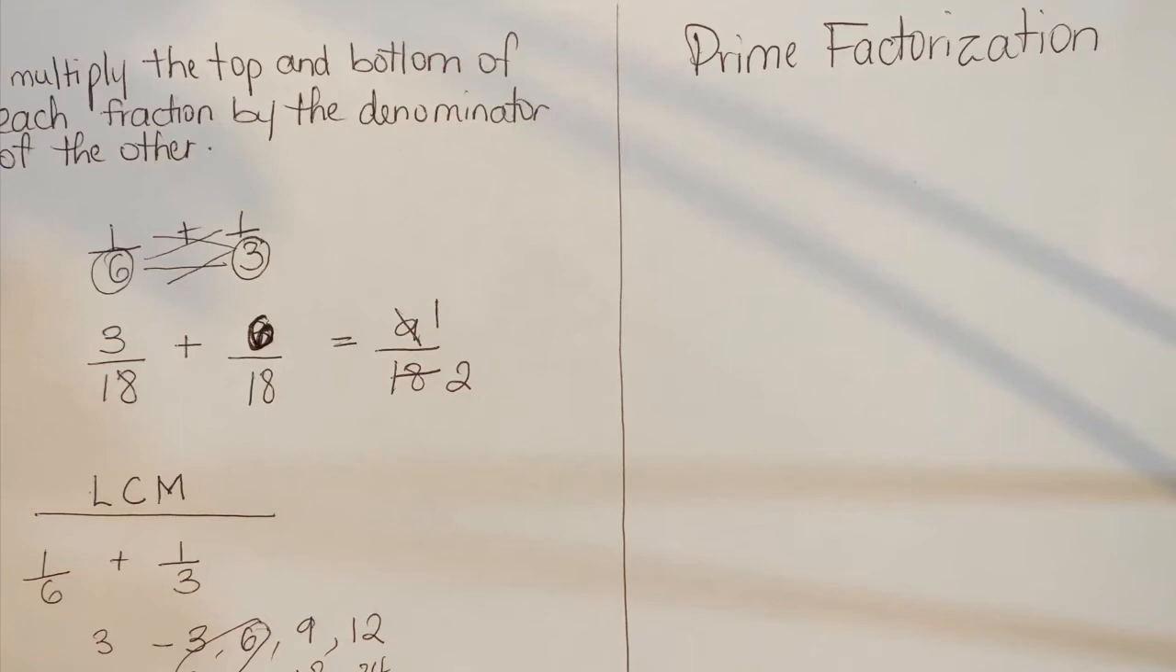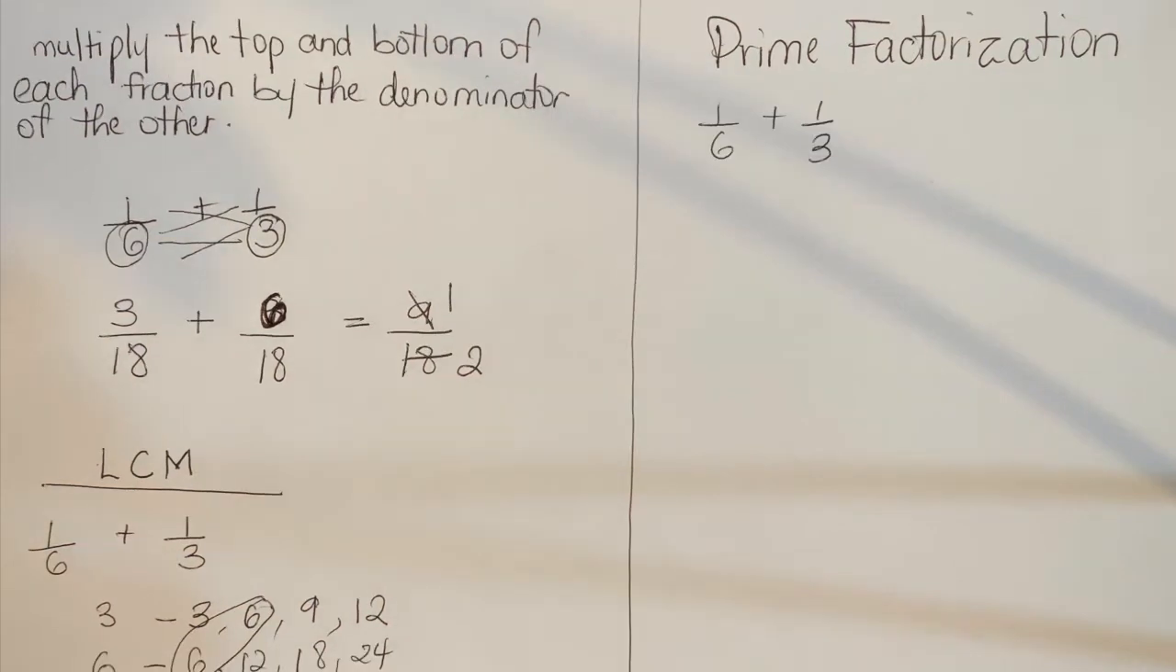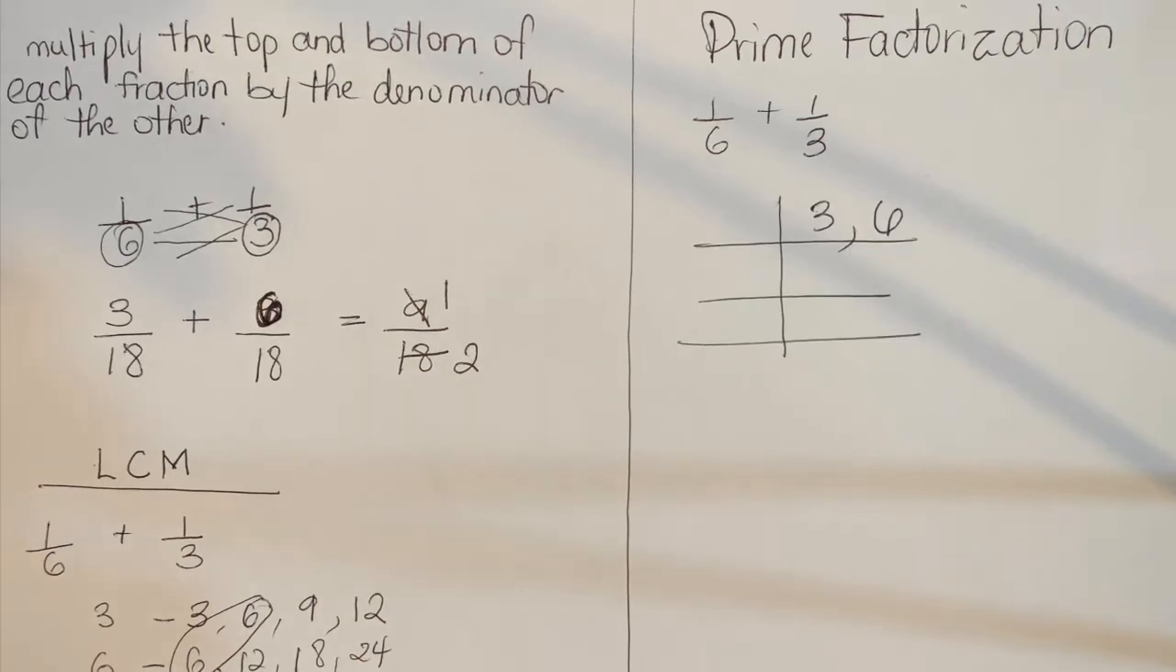We'll use the same example as we did before, so 1 over 6 plus 1 over 3, and of course we'll be finding the LCM of 6 and 3. So we'll draw a table and we'll put 3 and 6 in their appropriate places. We will now start by dividing by the lowest prime number. Once at least one of the numbers can be divided by the prime number, we will continue dividing. Our lowest prime number is 2.